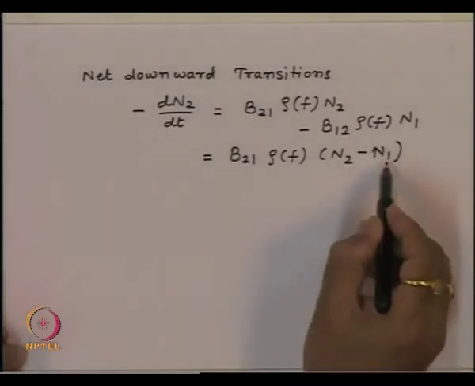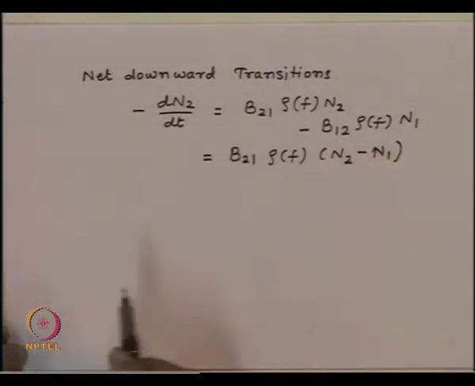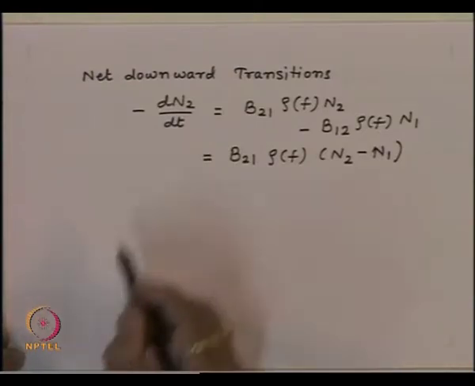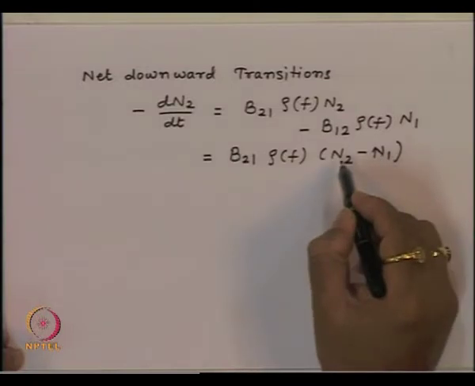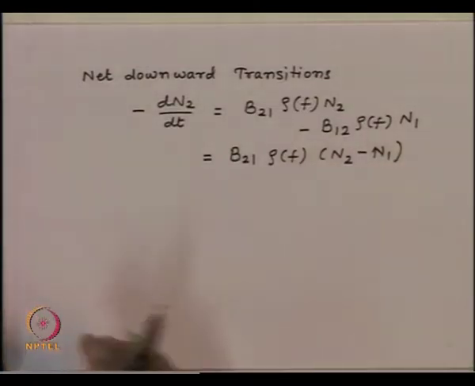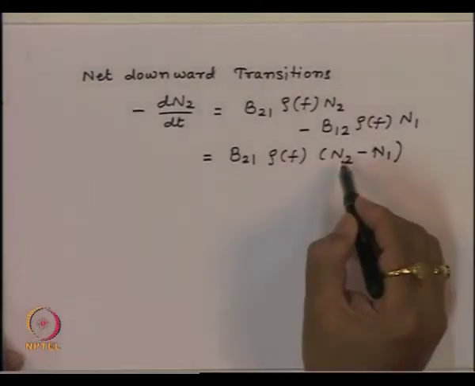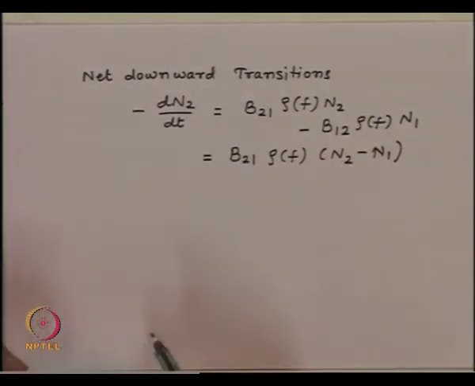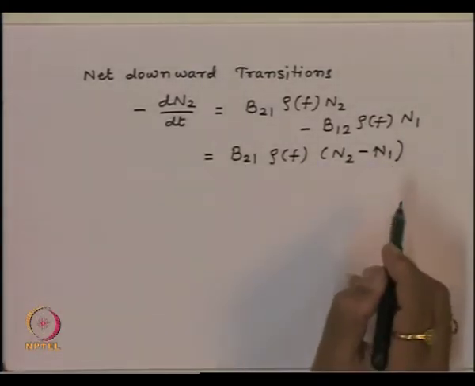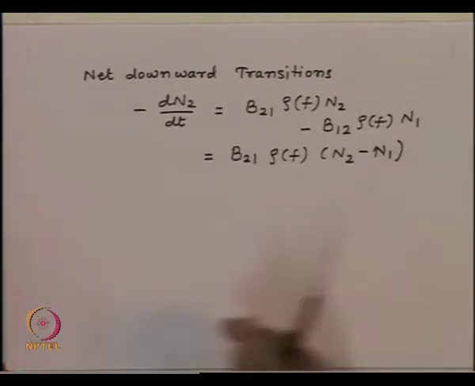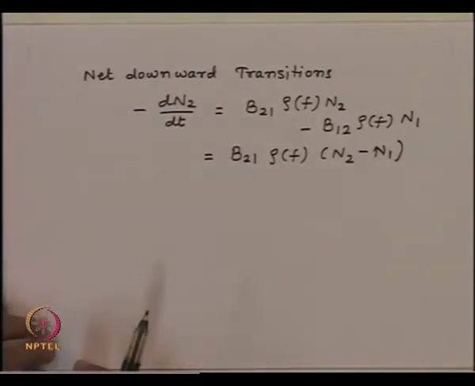So, if N2 is greater than N1, which is the population inversion, then there will be more downward transitions. If N1 is greater than N2, then there will be more upward transitions. So, in normal situation, N1 will be more than N2. So, you will have more upward transitions, which is the absorption process. And for population inversion, N2 will be more than N1. So, there will be a net stimulated emission process.